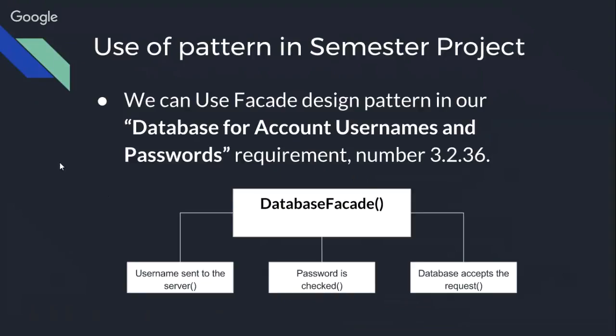So here's a couple uses for the pattern in our semester project. We can use it for our database, for our user accounts. A database could be a pretty complex subsystem, but using a facade, we can just have easy to call methods to send the username to the server, check the password, verify that it's correct, and make sure that the database accepts the request and there are no errors in security.